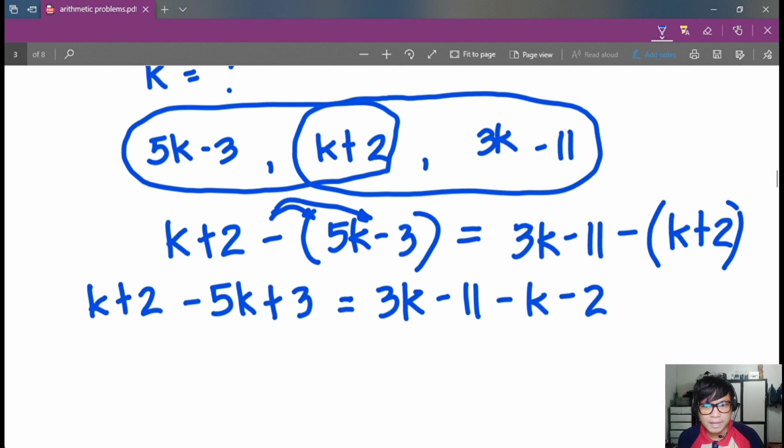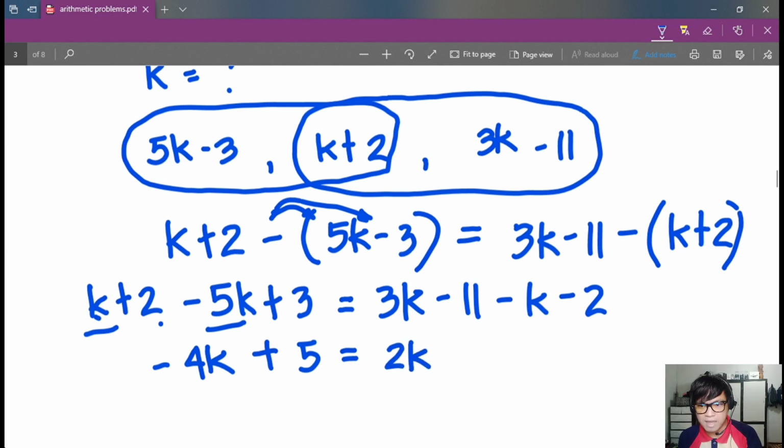So, i-partner natin dito yung mga the same na variable. So, itong k, ang partner niya ito, the same sila. So, k minus 5k is negative 4k. Itong 2 pati 3, the same man yan sila. So, 2 plus 3 is 5 plus 5. Ganun din sa kabila, itong 3k minus k is 2k. So, negative 11 minus 2 is negative 13.